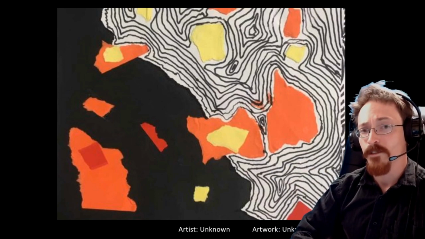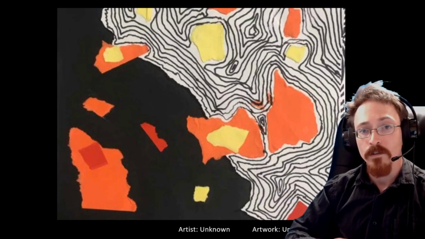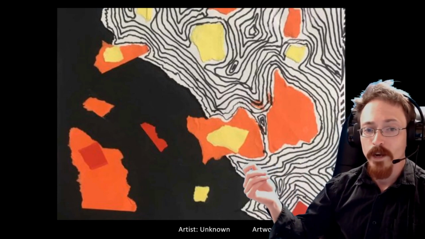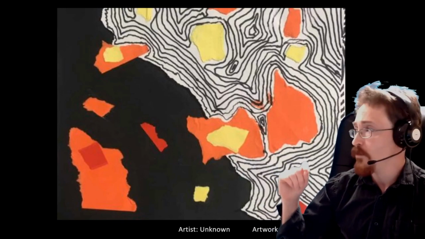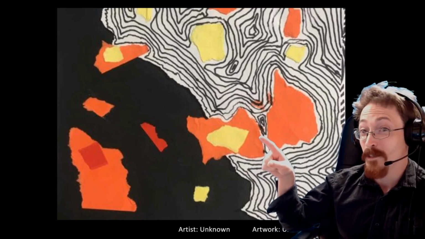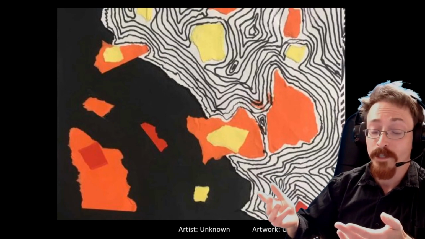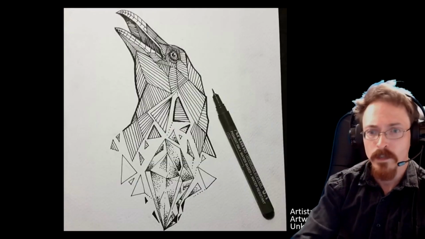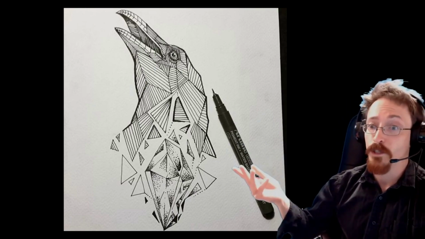Do you think you have your answer? Well, the correct answer is they are all organic. The reason why is because they would be very difficult to recreate. If you were to go in and try to tear these pieces of paper exactly the same and recreate them, it'd be very difficult. So they are organic shapes. Well, what about this artwork? Is this organic shapes or geometric shapes?